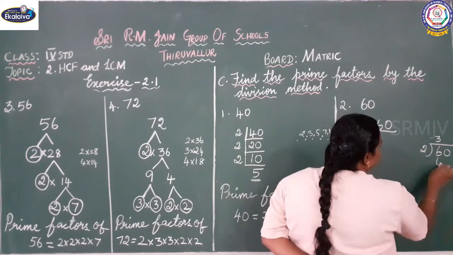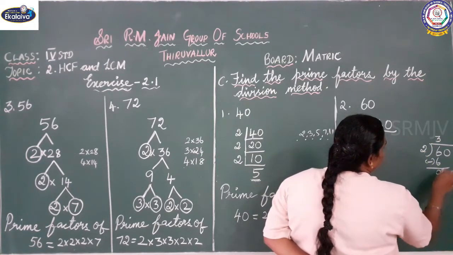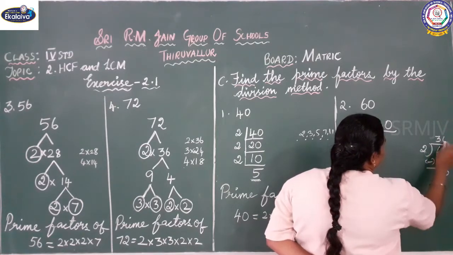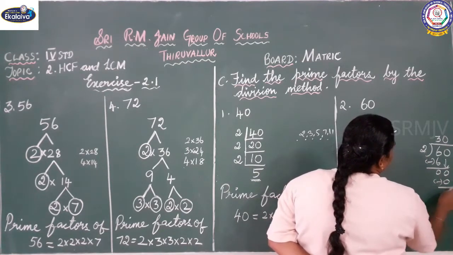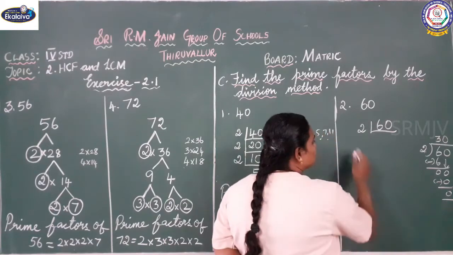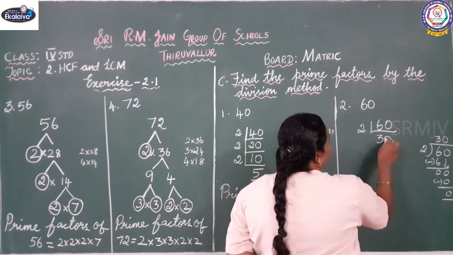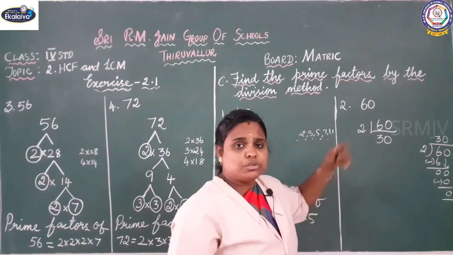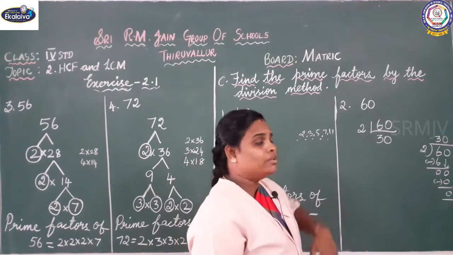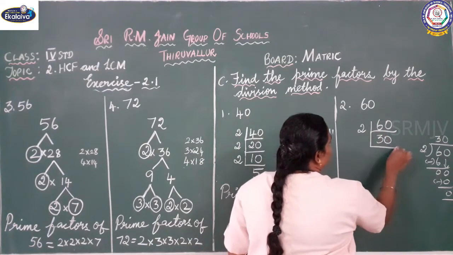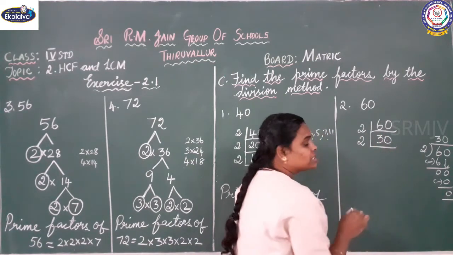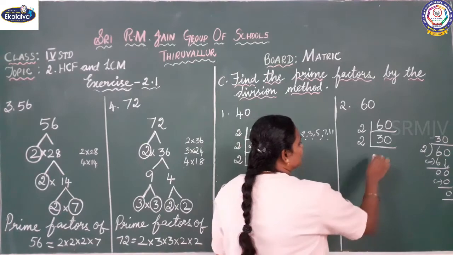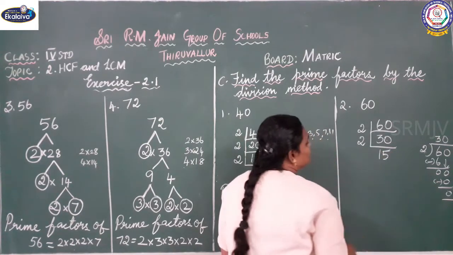2 3s are 6, so 6 minus 6 is 0. Then the 0, 2 zeros are 0, so 0 minus 0 is 0. So 2 30s are 60. Listen children, here 30 is a composite number, so we have to divide it again. Again if you are taking the 2 table, how many times 30? 2 15s are 30.